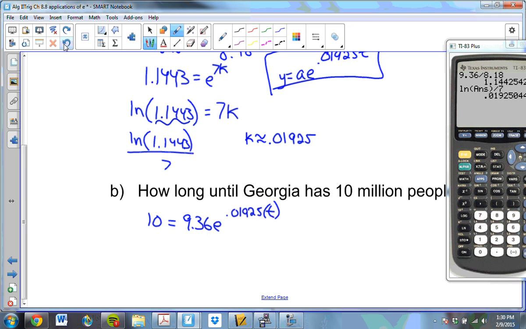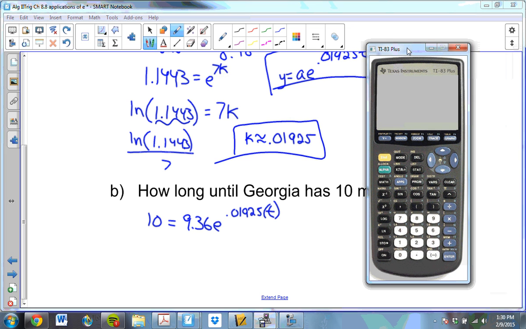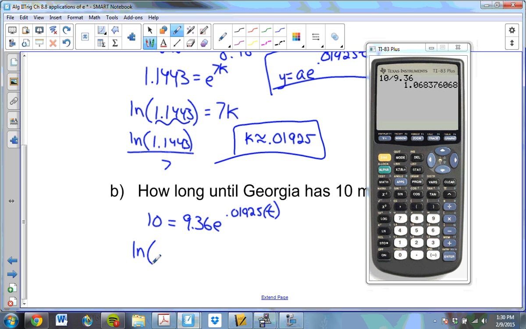So with almost all of these problems, the first issue is to find the k value. Once you found the k value, you kind of rebuild your equation and go from there. I'm going to do 10 divided by 9.36. I get that. I'm going to do the natural log of that, and I have the ln, natural log of 1.06837, I'm going to round to 1.06838, is equal to e, well, the natural log of that side also.